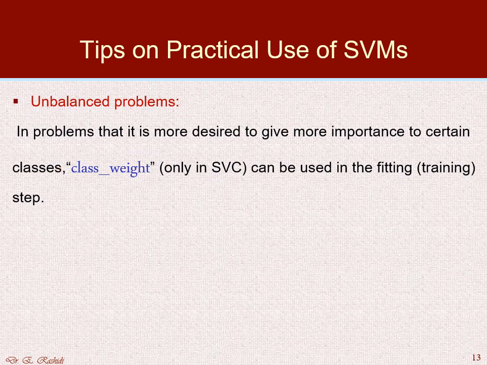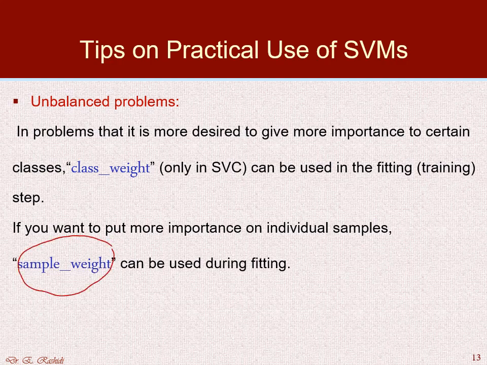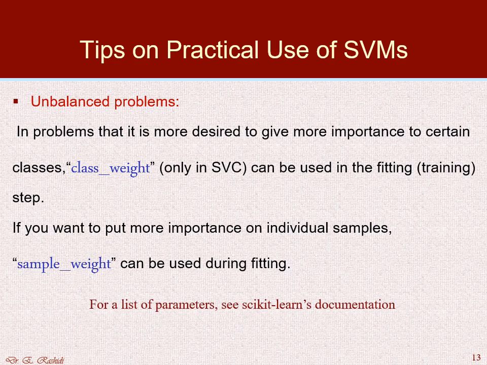On the other hand, if you have problems where certain samples of data or data points in your data are more important, or you want to let them have more say or influence on your model development, then you can do that by using the sample underscore weight parameter. This would let you assign different weights on your sample data. That means rows in your data. For a list of other parameters, you can see the Scikit-Learn's documentation, which is available for free online.